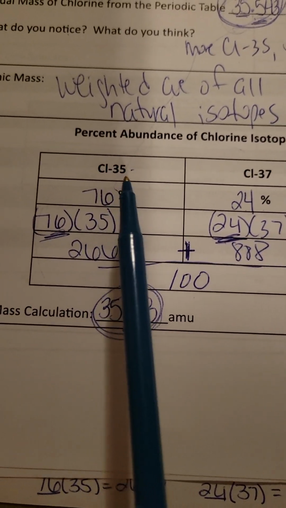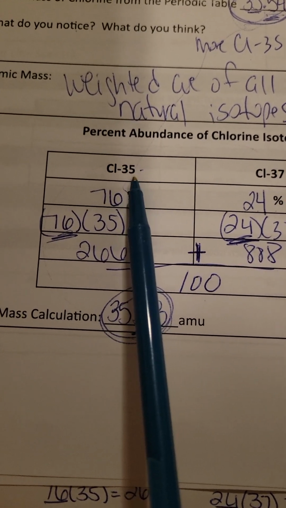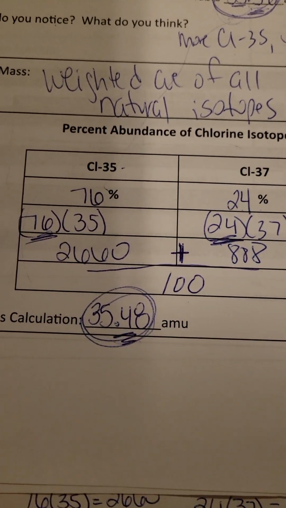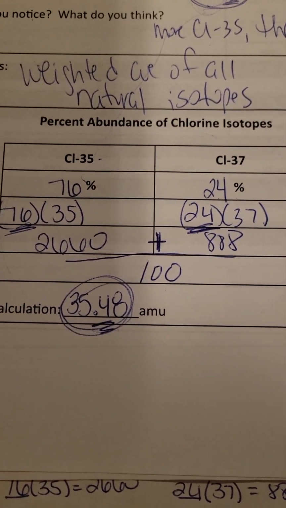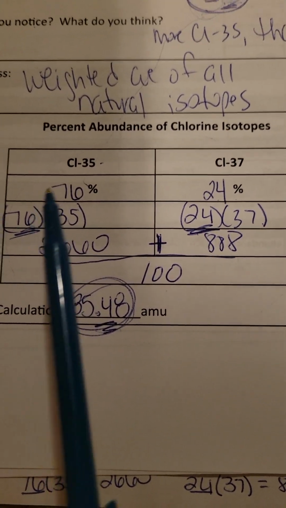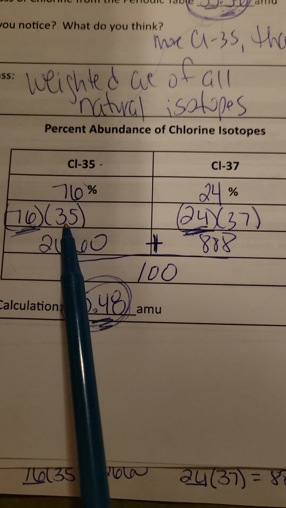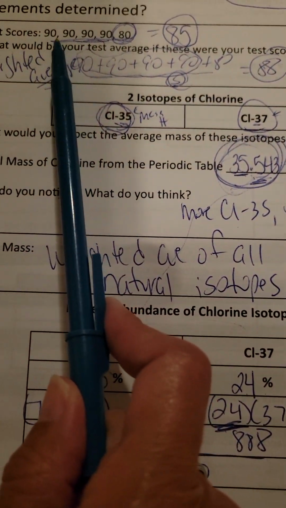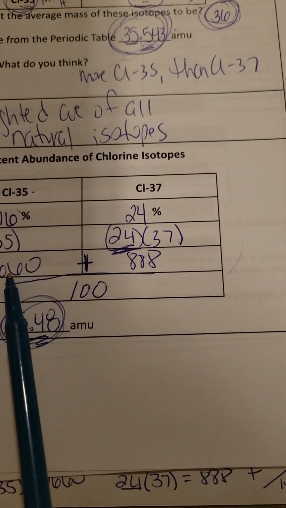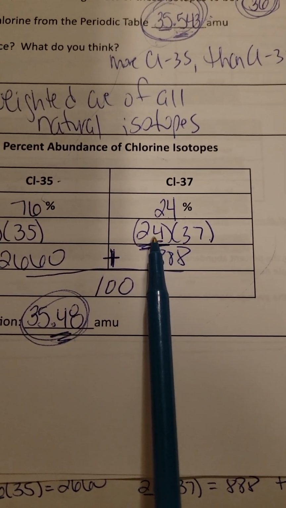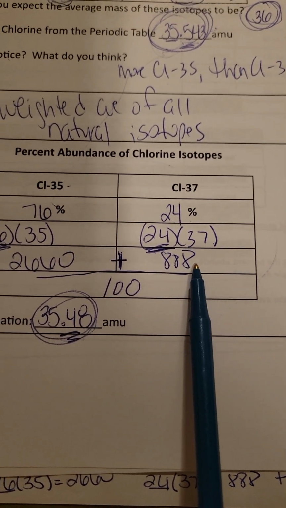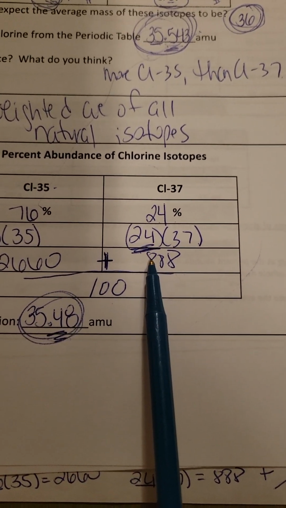So if we Googled, chlorine 35 is 76% and only 24% is chlorine 37. So in order for us to figure out this weighted average, it's as if there's 76 35s. So we do 76 times 35. Just like up here, if we were calculating an average, we would take 4 of the 90s. So we get that number. Then there's 24 of the 37, so we do 24 times 37, and we get that number.